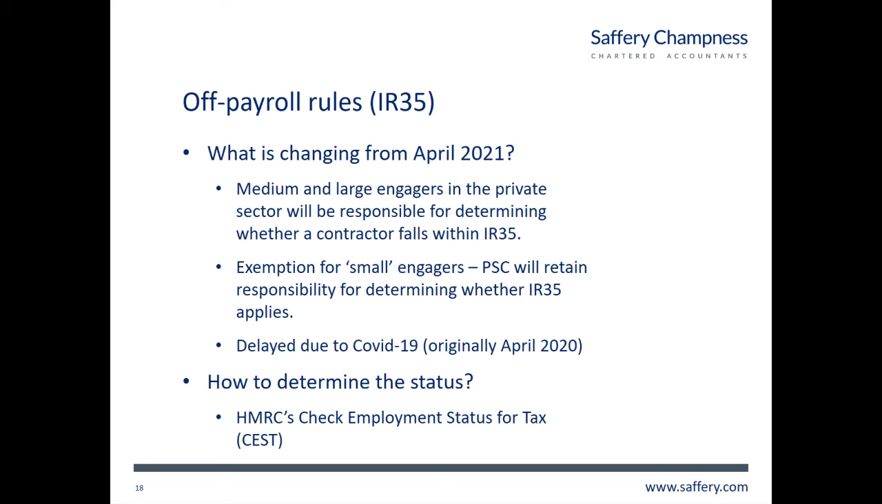This change had originally been planned to take effect from April 2020, but due to the COVID-19 outbreak, it has been delayed a year until April 2021. However, you may find some businesses who have already started to change procedures and have stuck with the April 2020 date. It's also useful to know that HMRC has an employment status checker online, which you may find a useful tool to find out whether you fall within the IR35 legislation.